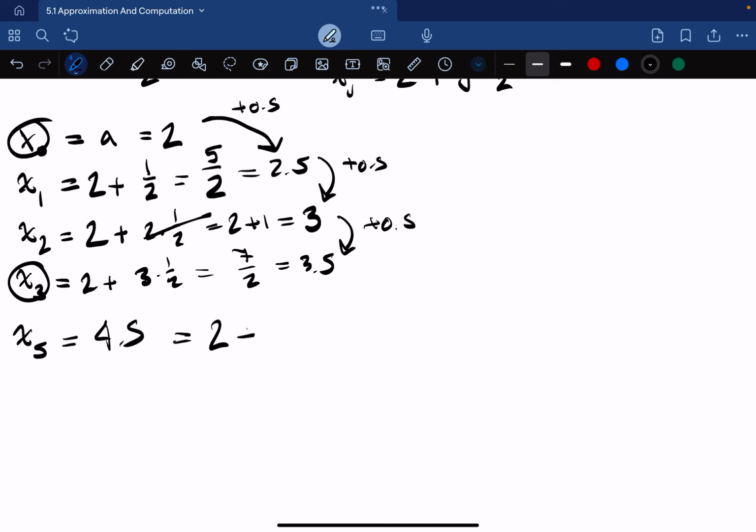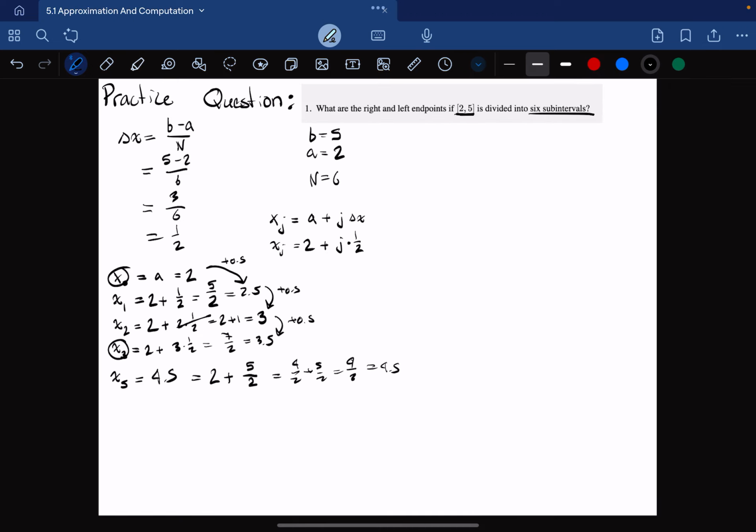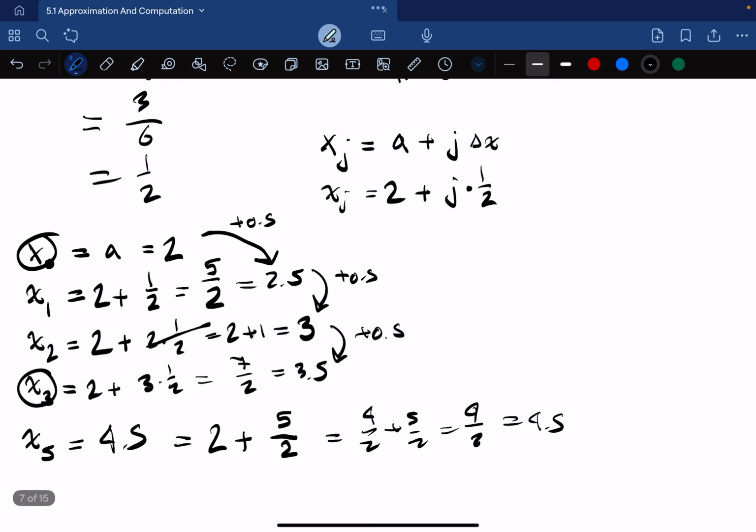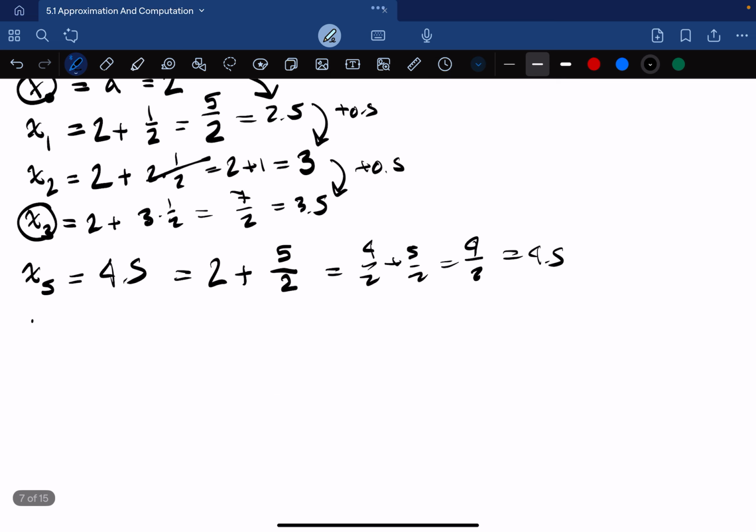And I'm going to verify this using our formula as well. 2 plus 5 over 2, which ends up being 4 over 2 plus 5 over 2, so 9 over 2. 9 divided by 2 is equal to 4.5. So always just stick to this formula, and you can always do it very easily. And if it's a familiar number like this, then between endpoints, you simply just have to add delta x once, and you'll get from endpoint to endpoint.